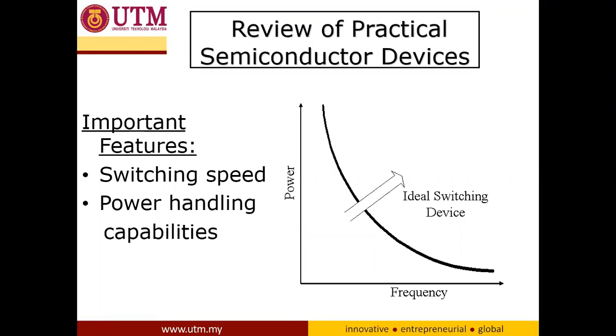So in power electronics, these are the two important features that all power devices should have. Usually, to select the power devices, we look at the capability of the switching speed, and the second one is the power handling capability.